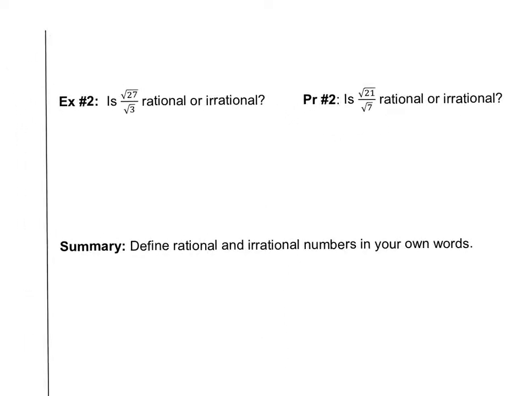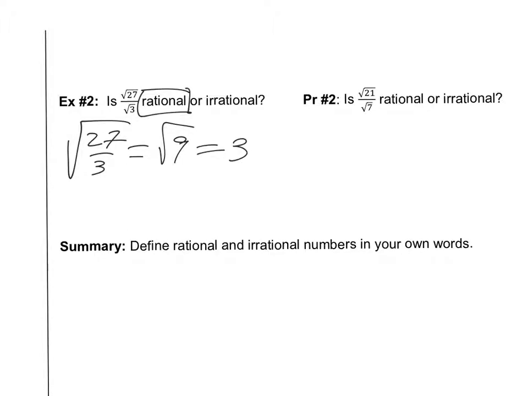All right, let's go to the next page. So we got some examples of a couple problems here. Example 2, I want to work with you guys, and we'll see if it's rational or irrational. One of the first things I'm going to do is, I know my properties of square roots allows me to write this all as one big square root of just 27 over 3. And 27 divided by 3 is 9. So the square root of 9 is 3. So it turns out that this is actually rational.